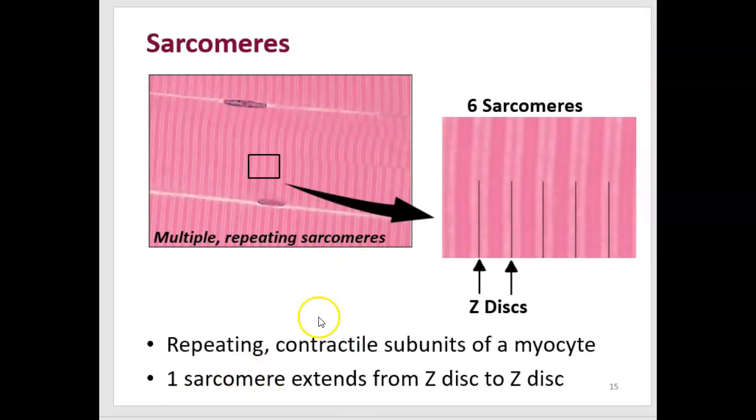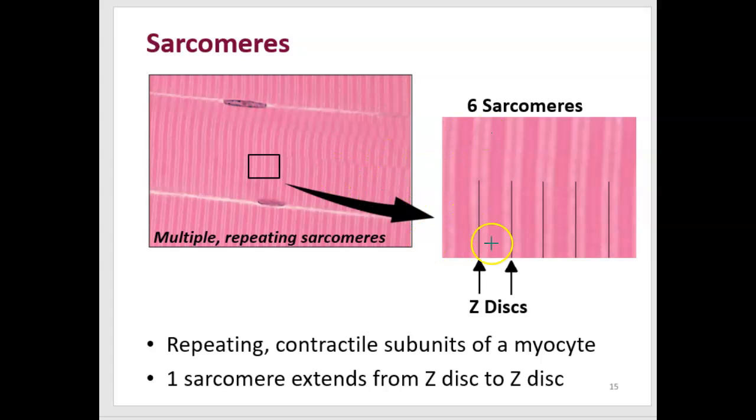Okay, let's go backwards and think about histology in terms of skeletal muscle tissue. You can see the repetitive pattern, the striations. Those striations really reflect the organization of those two filaments, myosin and actin. We call the repeating subunits sarcomeres.